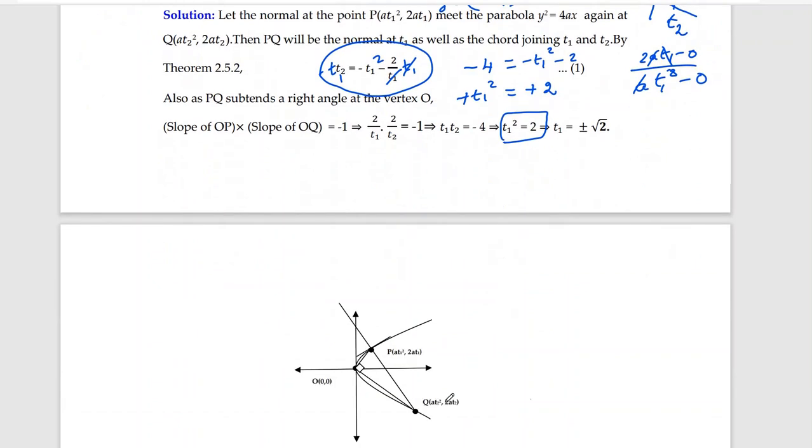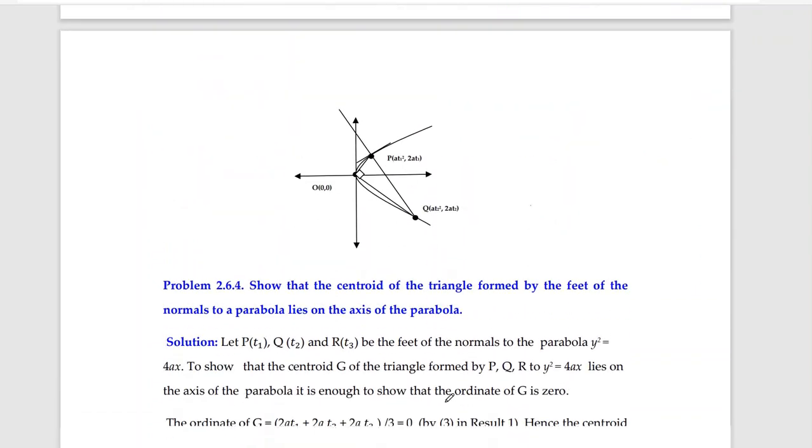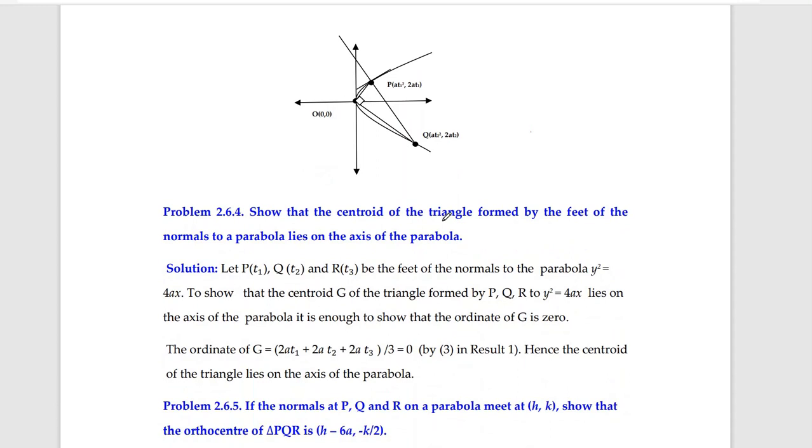So the next one: show that the centroid of the triangle formed by the feet of the normals to a parabola lies on the axis of the parabola. So we have P of t1, Q of t2, R of t3 to be the feet of the normals to the parabola y square equal to 4ax. We have to show that the centroid of the triangle formed by PQR lies on the axis. So for that it is enough to show that the ordinate of G is 0.